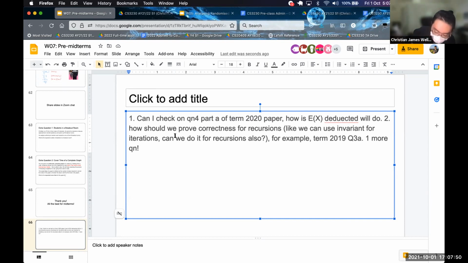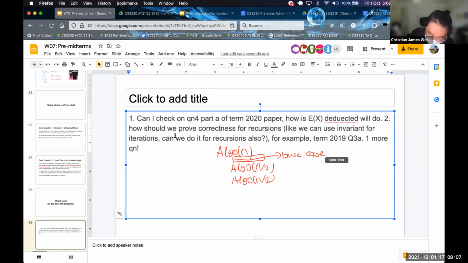Let's say algo n looks like algo n over 2, and some base case. Then you prove by induction. Show the base case first, like show that the base case holds. If you have n of size 1, n equals 1, show that it gives you the correct answer.